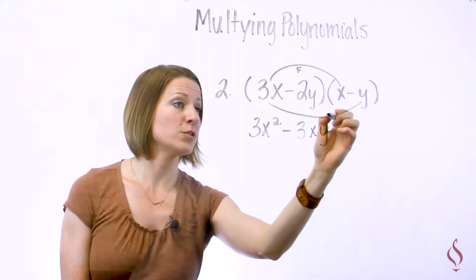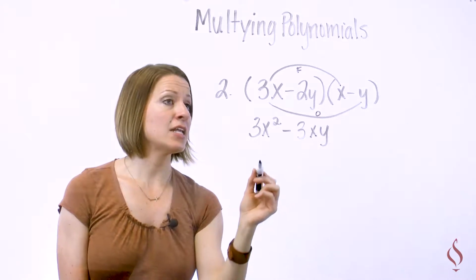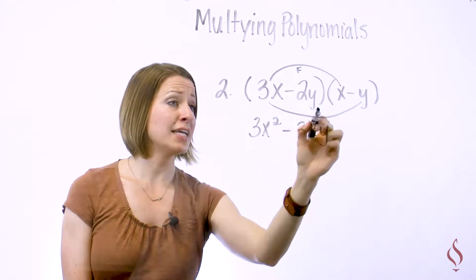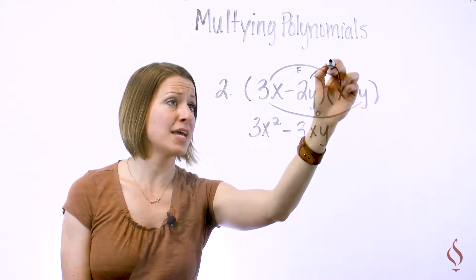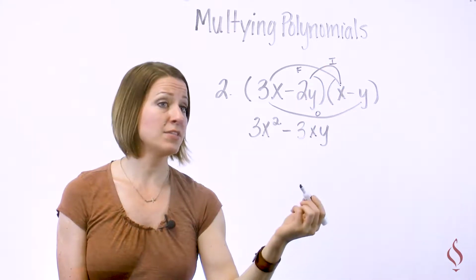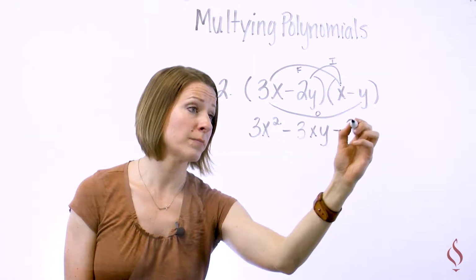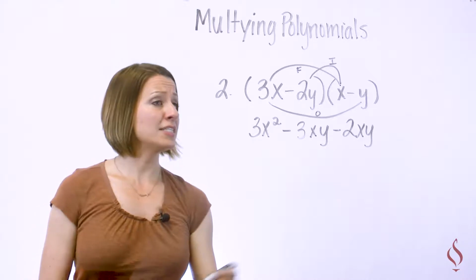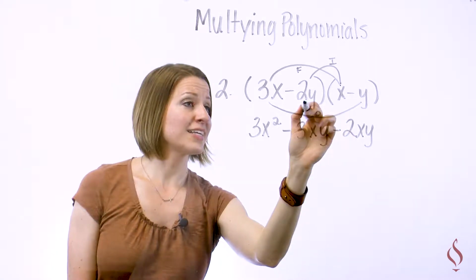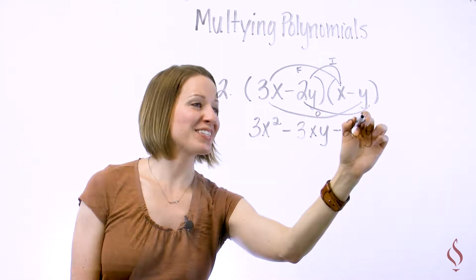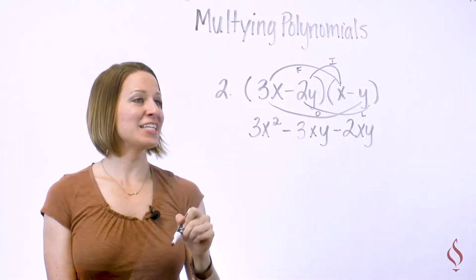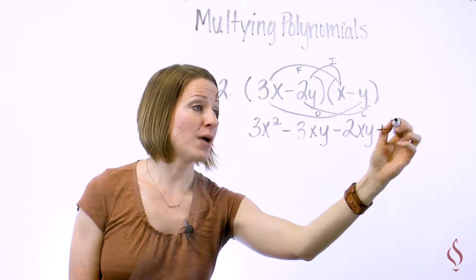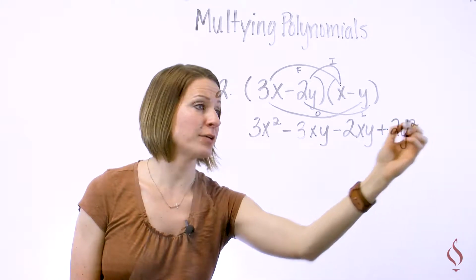And that was our outer, so I'll put a little O. And then our inside terms are right here in the middle. This is negative 2y times x. Same thing, it's going to go in alphabetical order. And then our last terms, I guess these lines kind of get a little crisscrossed. Our last term is negative 2y times negative y, which is a positive y squared.